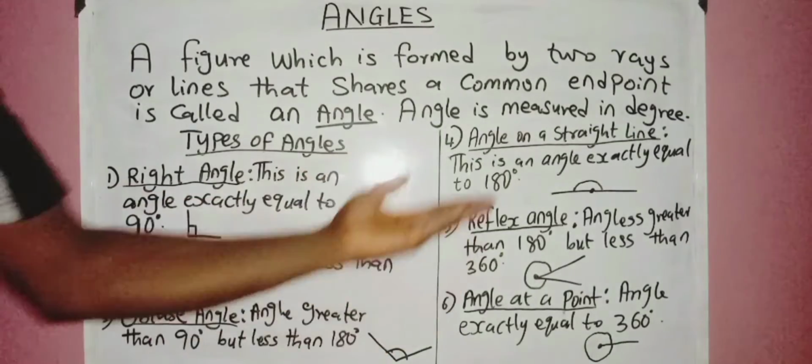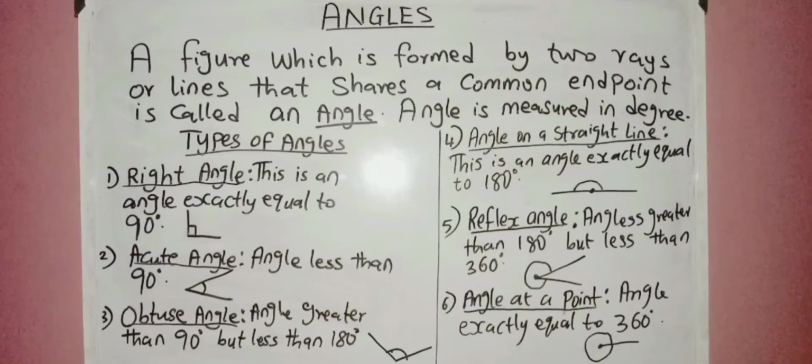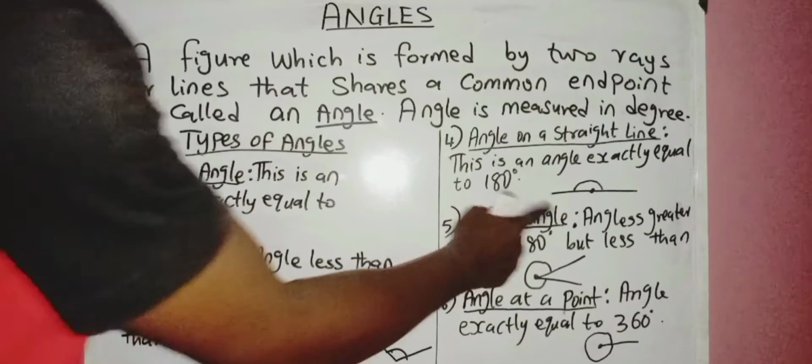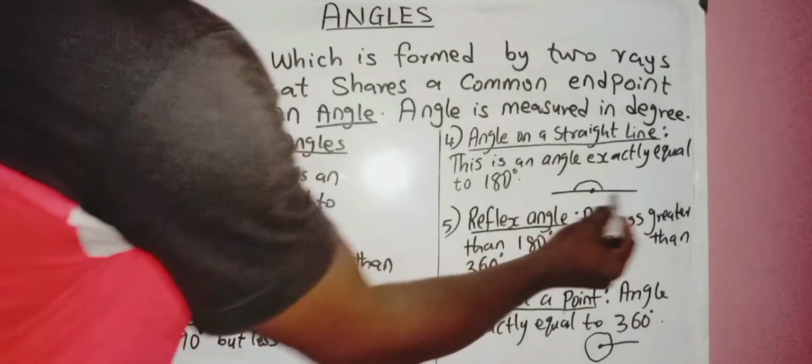Now, number 4, angle on a straight line. Whenever an angle is formed on a straight line, you can see a straight line like this.